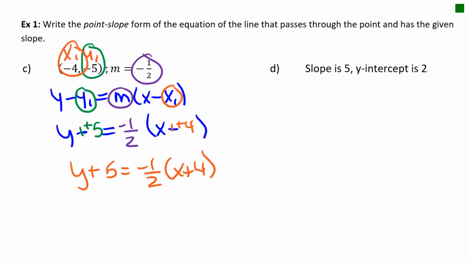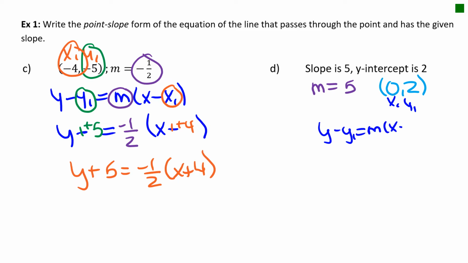Oh, look at D. On D, you have to know when you see the word slope, that's m. And when you see the word y-intercept, remember we kept saying it has to be a point? This is (0, 2). So now (0, 2) becomes your x1, y1. So y minus y1 equals m times x minus x1. Rewrite y minus, equals, parentheses x minus, and get ready to fill in. y1, it's 2.